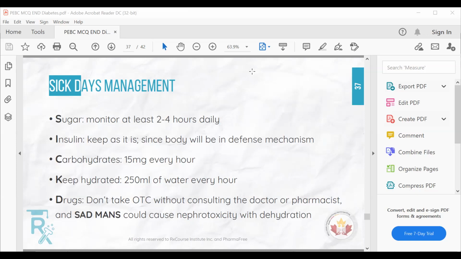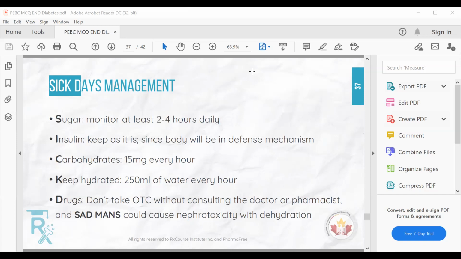Also, in addition to keeping the patient hydrated, like 250 ml every hour to compensate the lost fluid, I need to make sure that the patient is not going into hypoglycemia too. So I will give him carbohydrates like 15 milligram every hour, and I can change the amount of fluid or carbohydrate given to the patient through the regular monitoring of sugar that I'm already doing.